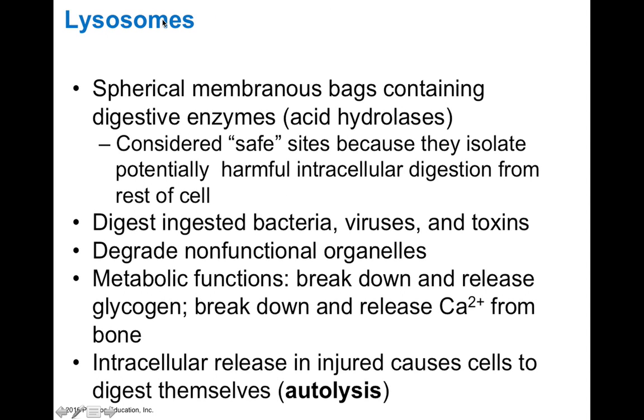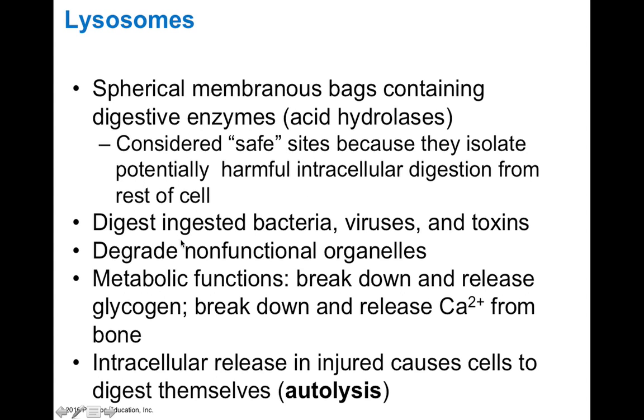Now, lysosomes are similar to peroxisomes, but they have a different origin. It turns out these lysosomes actually come from the Golgi apparatus, and they're spherical membranous bags that contain digestive enzymes or hydrolases, and these are considered safe because they isolate the potentially harmful digestion from the rest of the cell. So just think about this would be sort of like the fire pit of your cell, because you can contain fire, which can break down things in a particular location.